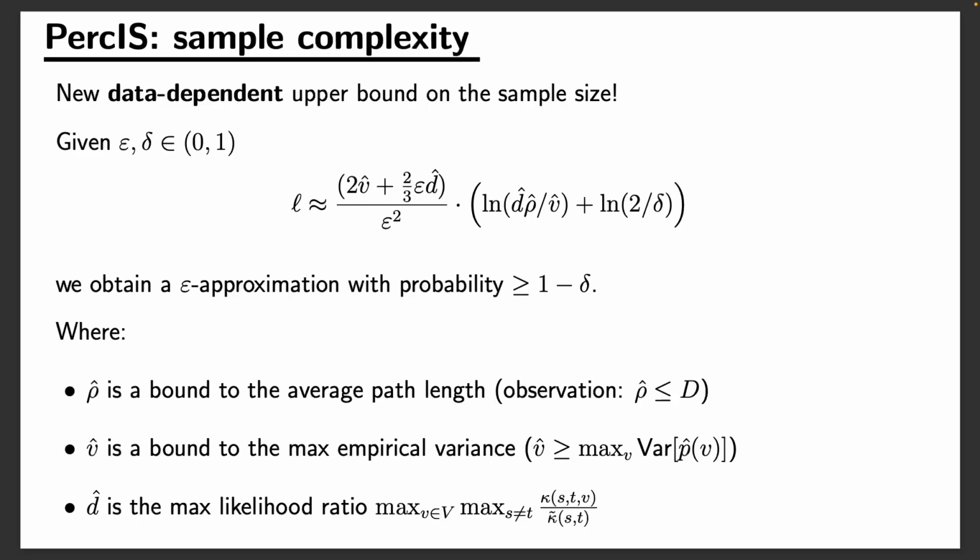Now we observe that the average path length is at most the diameter of the graph, and in real-world networks, the diameter of the graph is much bigger than the average path length. And most importantly, we have that all these quantities can be estimated efficiently. And in our paper, we show how to obtain sharp bounds for all these quantities.